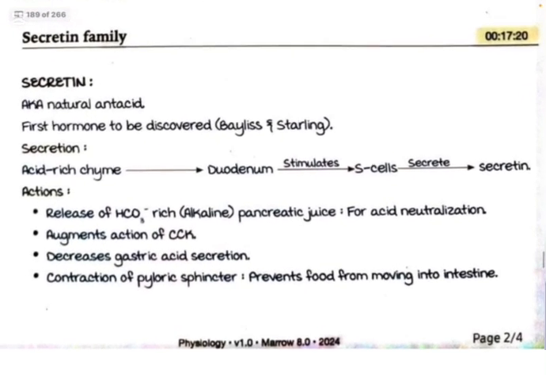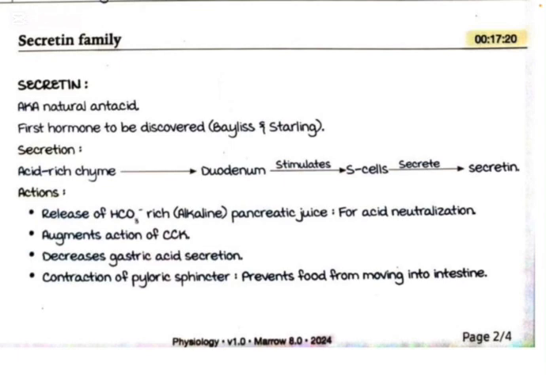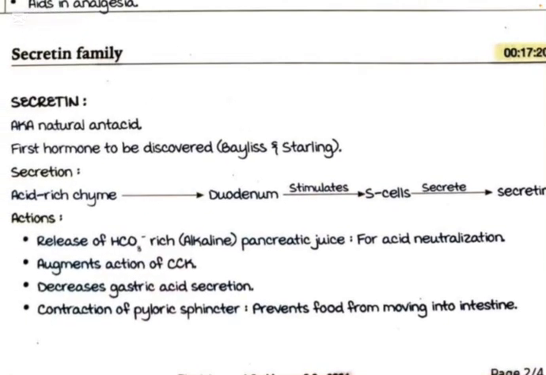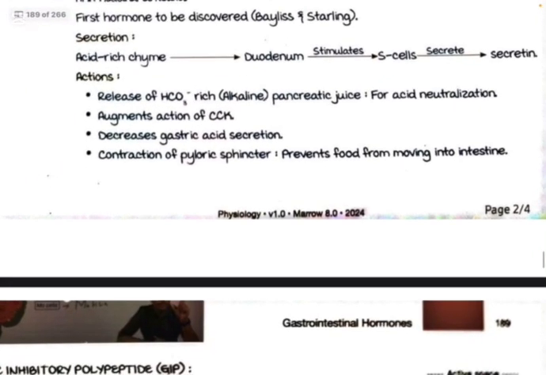Secretin family. Secretin, also known as the natural antacid, was the first hormone to be discovered, by Bayliss and Starling. Secretion: acid-rich chyme reaches the duodenum and stimulates S cells, which secrete secretin. It causes release of bicarbonate-rich alkaline pancreatic juice for acid neutralization. Augments actions of cholecystokinin, decreases gastric acid secretion. Contraction of the pyloric sphincter prevents food from moving into the intestine.